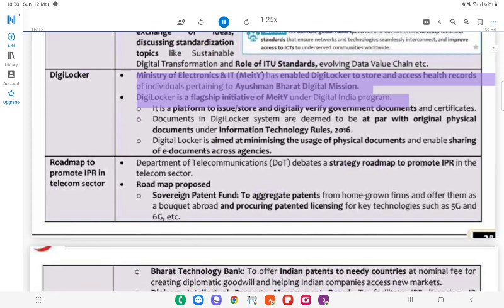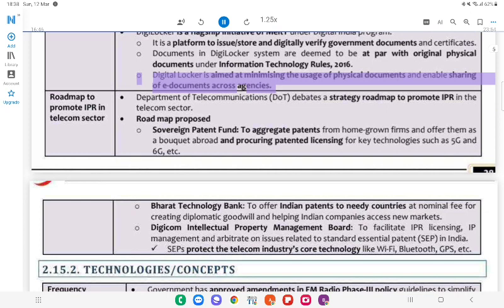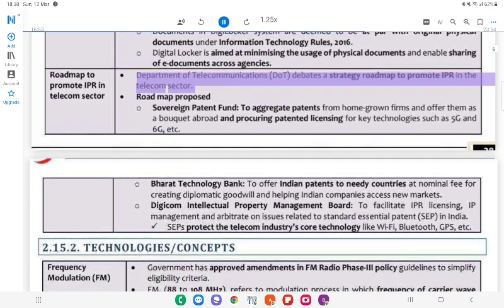The Ministry of Electronics and IT has enabled DigiLocker to store and access health records of individuals pertaining to the Ayushman Bharat Digital Mission. DigiLocker is a flagship initiative of MeitY under the Digital India Program. It is a platform to issue, store and digitally verify government documents and certificates. Documents in the DigiLocker system are deemed to be at par with original physical documents under the Information Technology Rules, 2016. DigiLocker is aimed at minimizing the usage of physical documents and enabling sharing of documents across agencies.